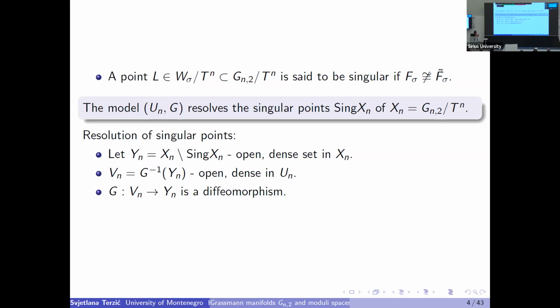On this orbit space. What does it mean? It means that we proved that if we remove these singular points from the orbit space of the Grassmann manifolds, we obtain an open dense set. Its preimage by our projection G is an open dense set in Un, and we proved that our map outside these points is a diffeomorphism. So this is a very rough picture. I'm going to say more about it in detail.